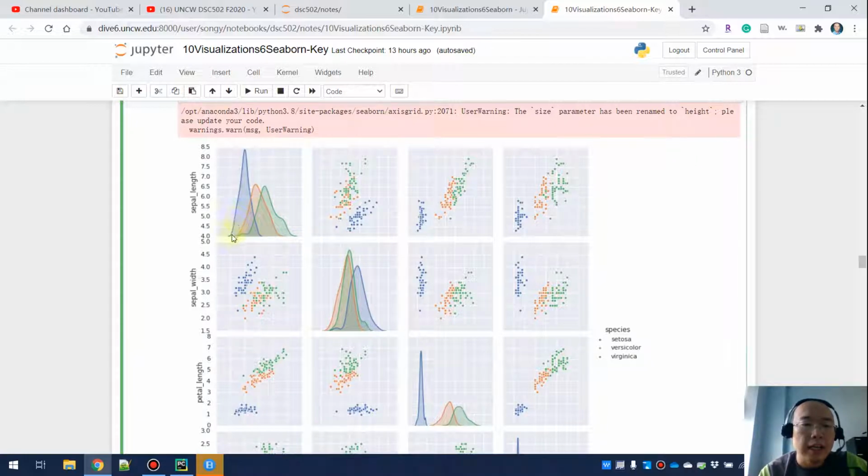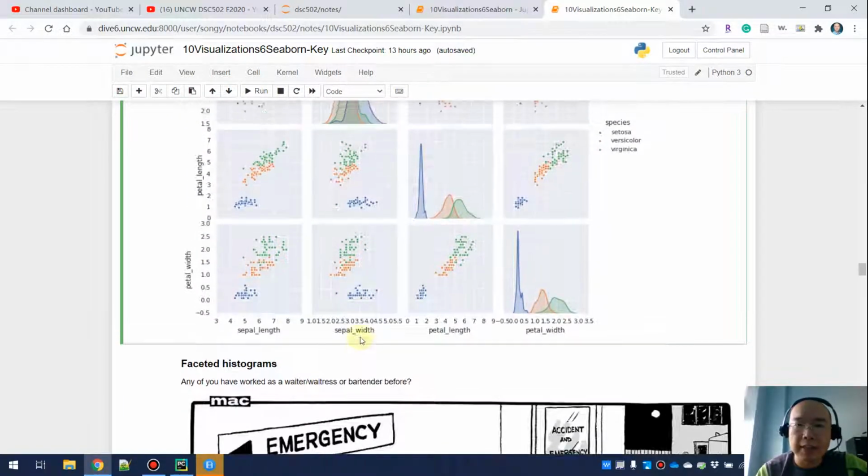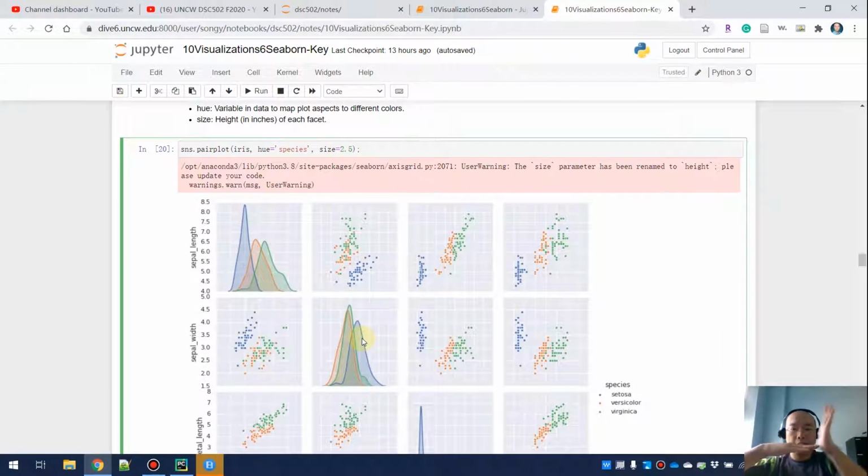Okay, and then we can see there are 3 different species, so there are 3 different curves. So for this one, we are only showing the distribution of one feature. And how about this one? So for this one, we have the sepal length on the y-axis, and we have the sepal width on the x-axis. So sepal width and the sepal length, and then joining those two together, we can have a joint distribution of those 2 features.